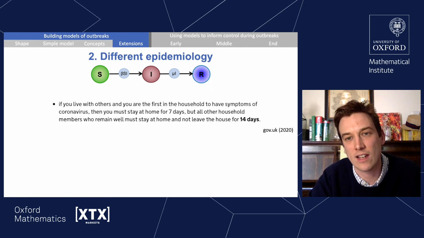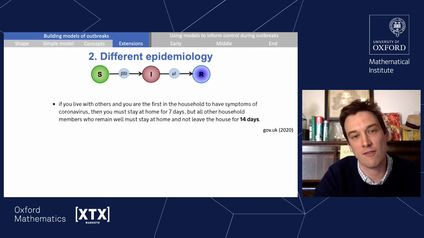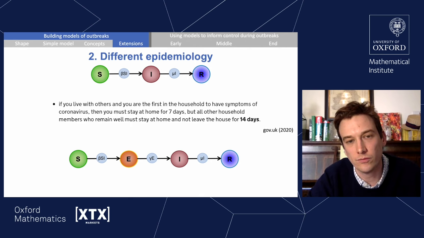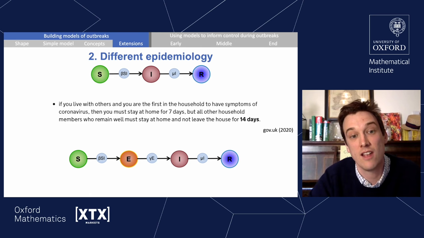So that's why it's very important that other household members stay at home for a longer period, a period of 14 days. Like I say, the key thing here is that there's a delay between an individual becoming infected and that individual starting to show symptoms or infect other individuals. And we can include that in the basic SIR model by simply including another class in between being susceptible and being infectious. So we can build a model that looks like this one on the screen now, where you have susceptible individuals, and after infection, they enter this E class. An E class represents individuals that are infected, but they're not yet generating new infections.